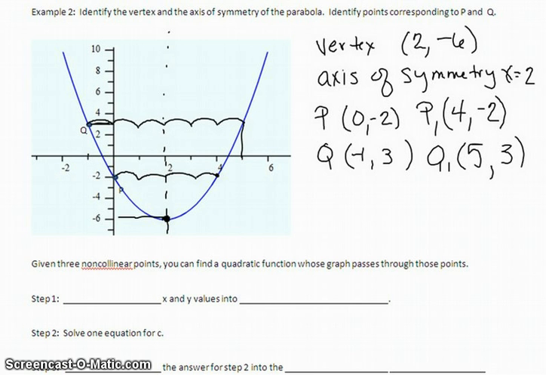I hope you did well with that. I know it's an introduction to parabolas and quadratic functions. We're going to move on in the next video to finding the equation when we're given 3 non-collinear points, 3 points that aren't in a line. So if you have any questions on this, bring them with you to class next time we meet, and we'll go over some more.